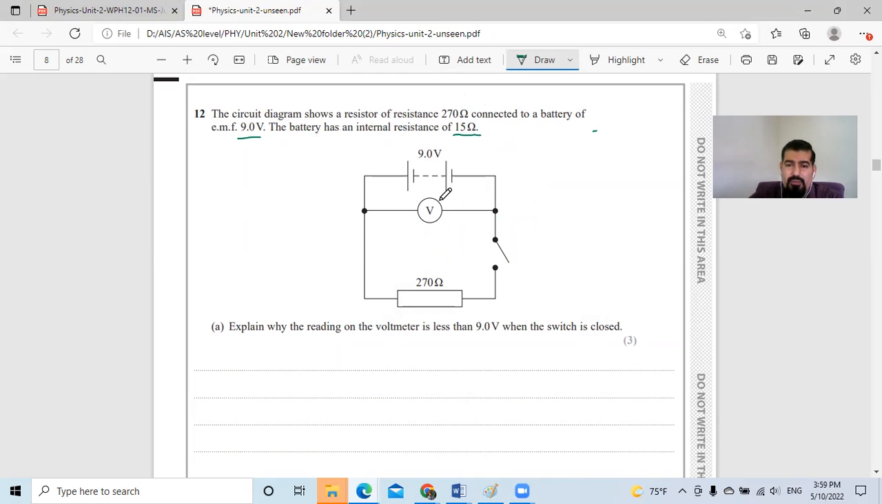We have a battery, a voltmeter, a switch, and a resistor of 270 ohm, and this is it. Explain why the reading of the voltmeter is less than the 9 volt when the switch is closed. When the switch is closed, that means there will be a current. So when there is a current, what's happening here?